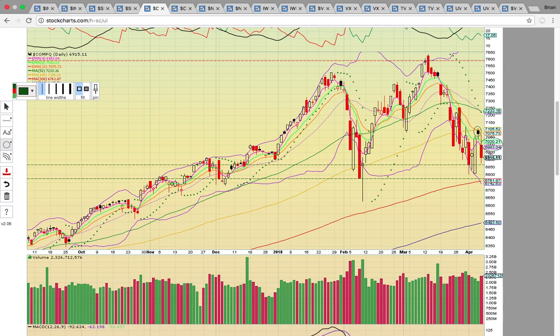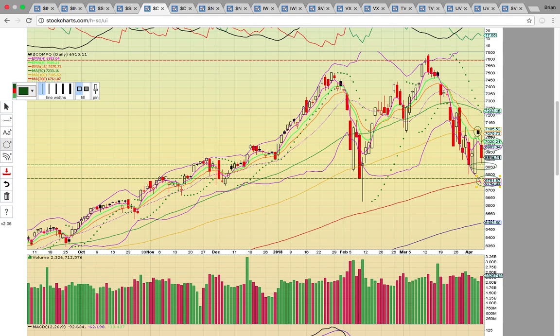If it fails to get above that level, if 7,000 turns into resistance, or if it definitely continues lower, then what needs to hold is this 6850 zone. If it busts below that, then you're talking about a test of that 200-day simple moving average. I mean, that looks like where it's headed now that it's back below EMAs 4 and 8.